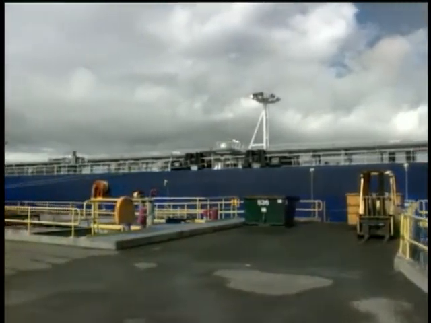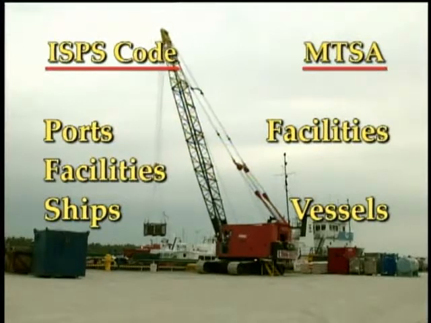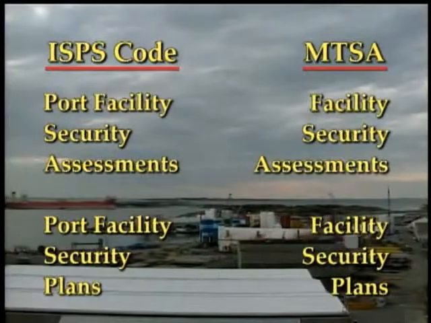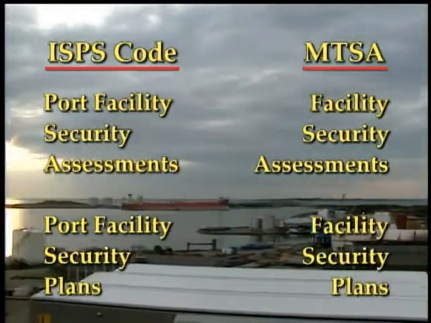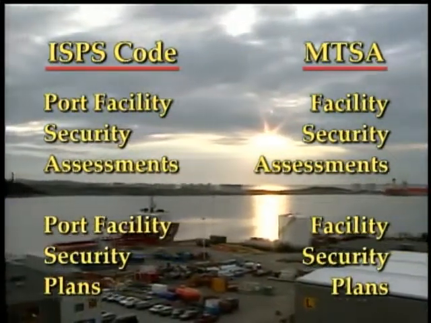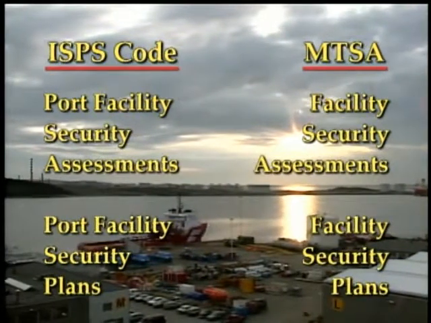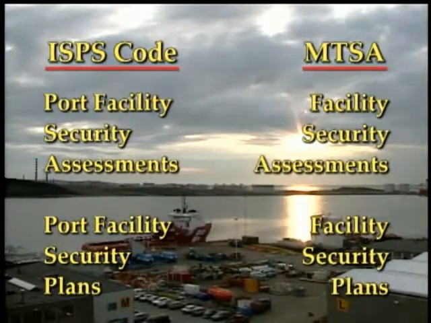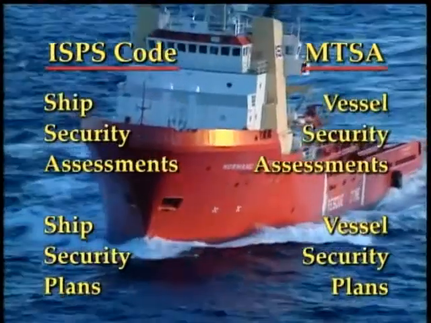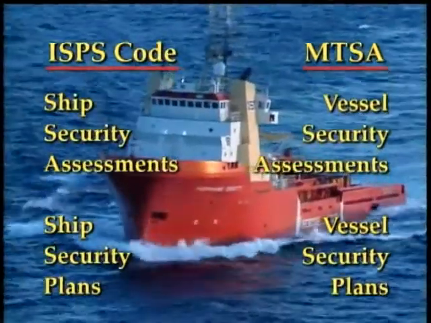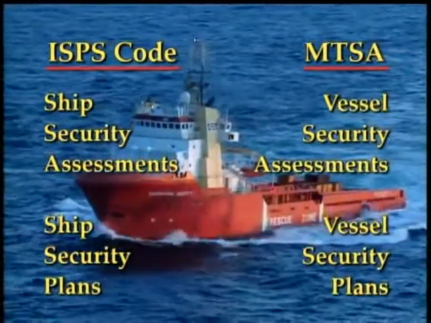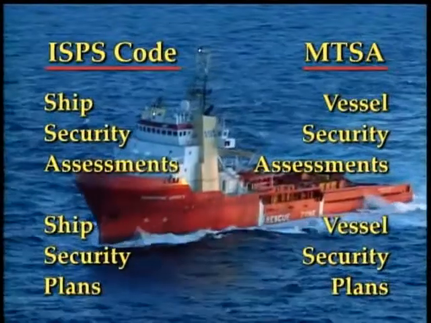The ISPS code refers to ports, facilities, and ships, while the MTSA refers to facilities and vessels. ISPS code Port Facility Security Assessments, PFSA, and Port Facility Security Plans, PFSP, are, in the terminology of the MTSA, Facility Security Assessments, FSA, and Facility Security Plans, FSP. Likewise, ISPS code Ship Security Assessments, SSA, and Ship Security Plans, SSP, are equivalent to MTSA Vessel Security Assessments, VSA, and Vessel Security Plans, VSP.